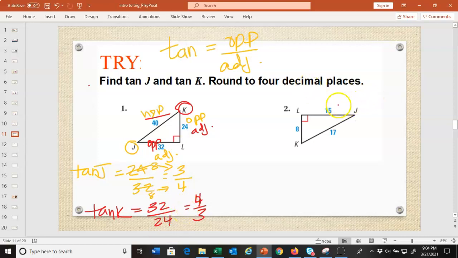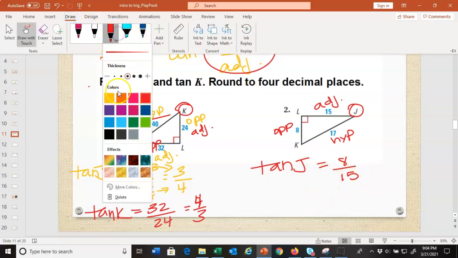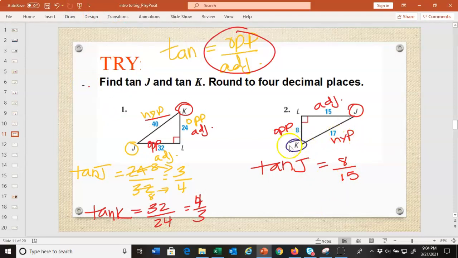Okay, number 2. We're going to start with J this time in red. So we'll have 8 as opposite, 15 is adjacent, and 17 is hypotenuse. So once you have it labeled, it's just remembering the ratio and then plugging it in. So tangent of J is opposite, which is 8, over adjacent, which is 15. And that's it. That cannot be reduced. And then we can do K in purple. So that makes 8 adjacent and 15 opposite.